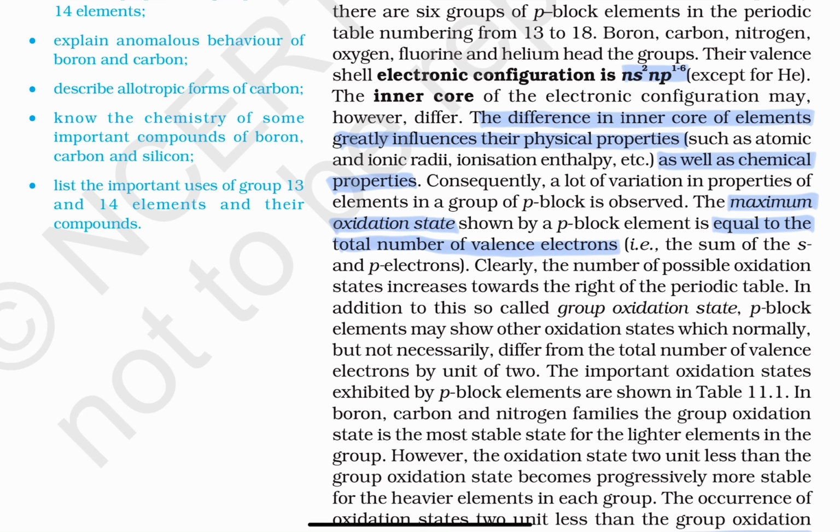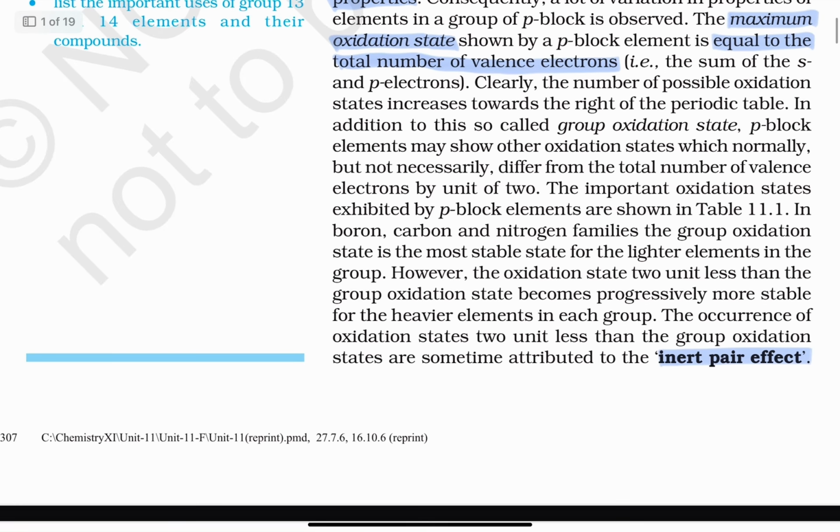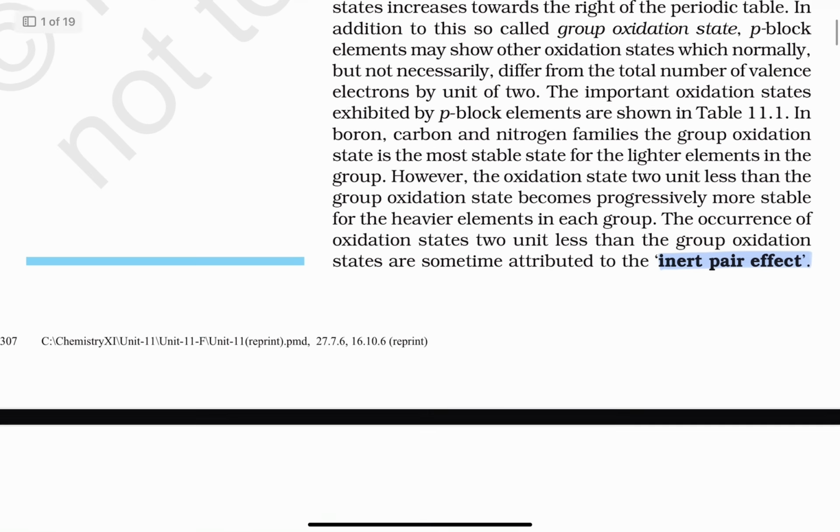The maximum oxidation state shown by a p block element is equal to the total number of valence electrons. If valence electrons are 3, the maximum state will be 3. If the valence electrons are 5, the maximum state will be 5, like the phosphorus group. Here, the inert pair effect: the occurrence of oxidation states 2 units less than the group oxidation states is sometimes attributed to the inert pair effect.